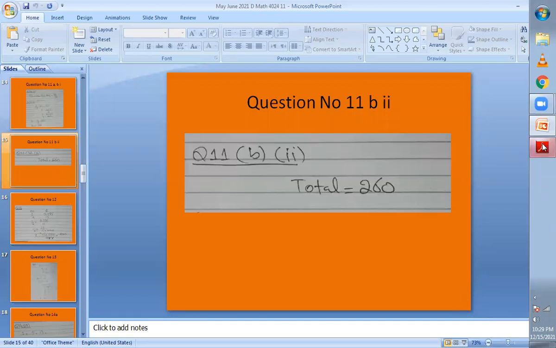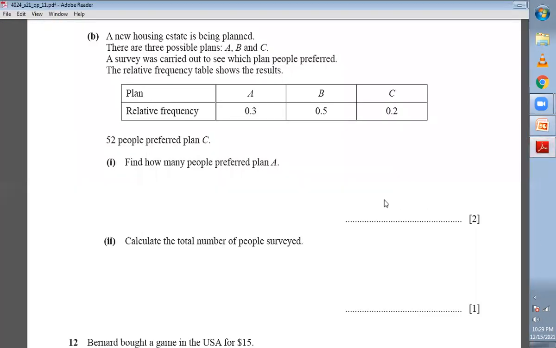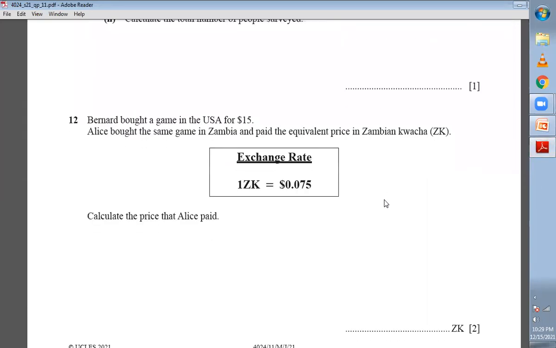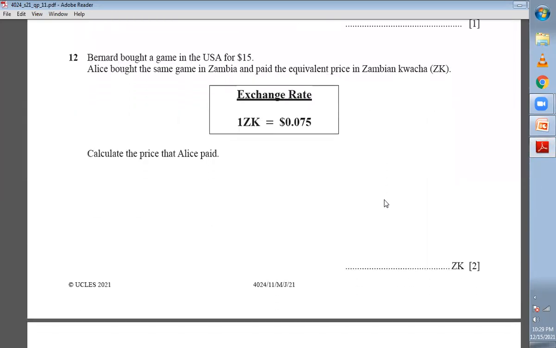Okay, so let's go to the next question. The next question is question number 12, and it's showing up on your screen. It's a 2-mark question. It says, Bernard bought a game in the USA for $15. Alice bought the same game in Zambia and paid the equivalent price in the Zambian kwacha, ZK. The exchange rate is 1 Zambian kwacha equals $0.075. Calculate the price that Alice paid.